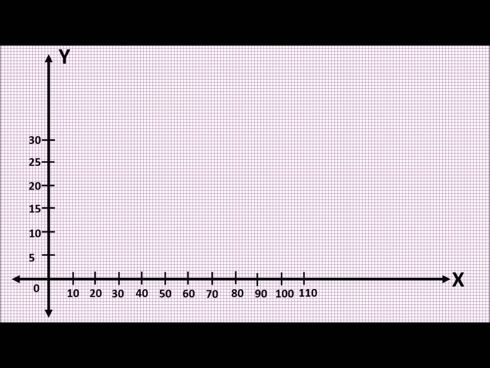So first we go ahead and draw our x and y axes, our coordinate system. And on the x-axis, we are going to have the marks of the students. On the y-axis, we'll have the number of the students or the frequency of the students. So on the x-axis, you will have your class intervals. On the y-axis, you have your frequency. So how do you draw a histogram?